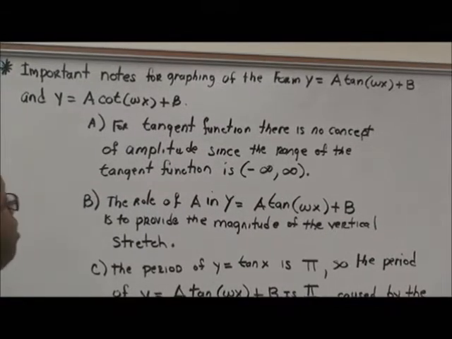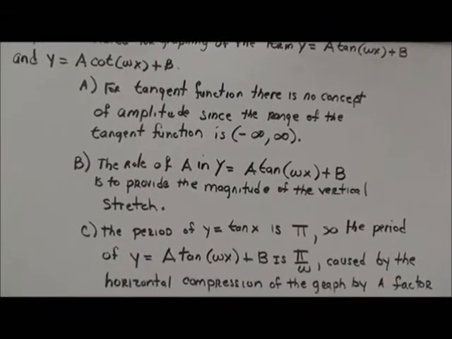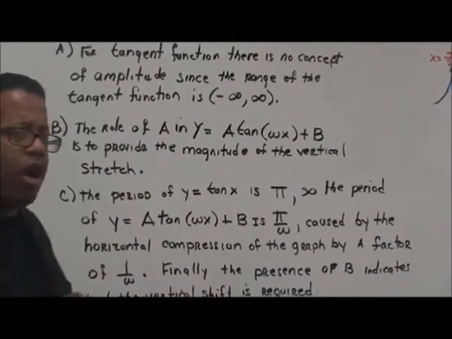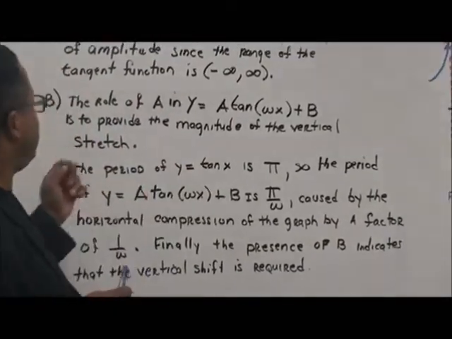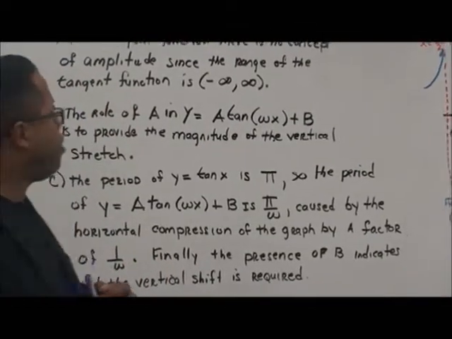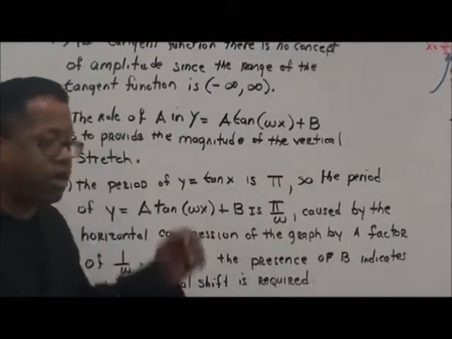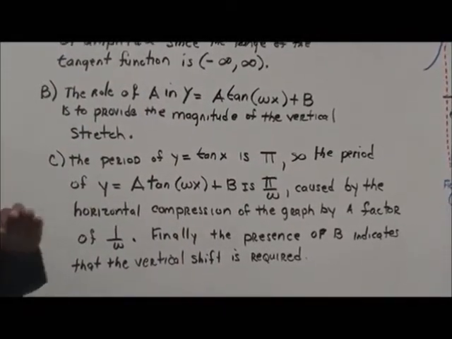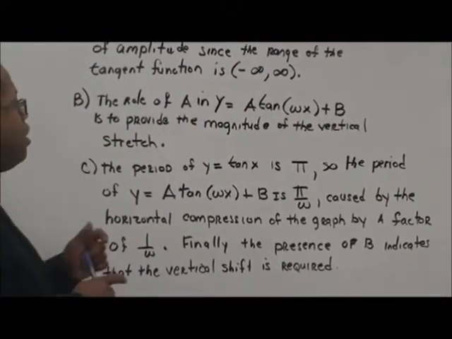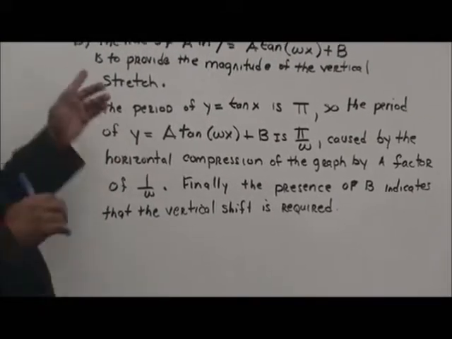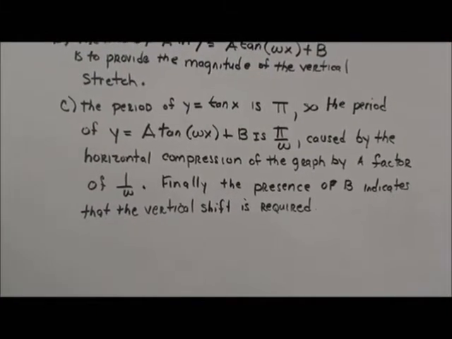Now, that's very, very important. There is no amplitude in the tangent function. But the role of a in y is equal to a tangent of omega x plus b is that it provides the magnitude of the vertical stretch. That's very, very important. Make sure you copy this down. People mistake this and say the tangent function has an amplitude. No, a actually plays a different role. It provides the magnitude of the vertical stretch. Remember that. That's a good test question.